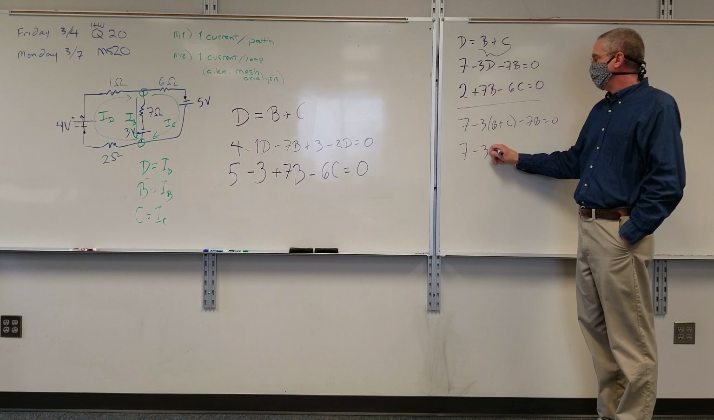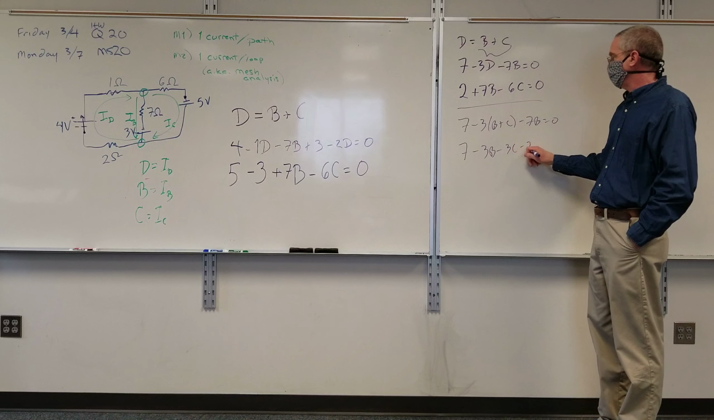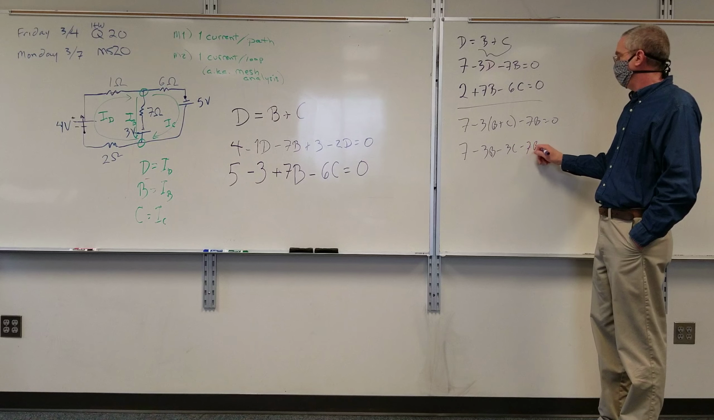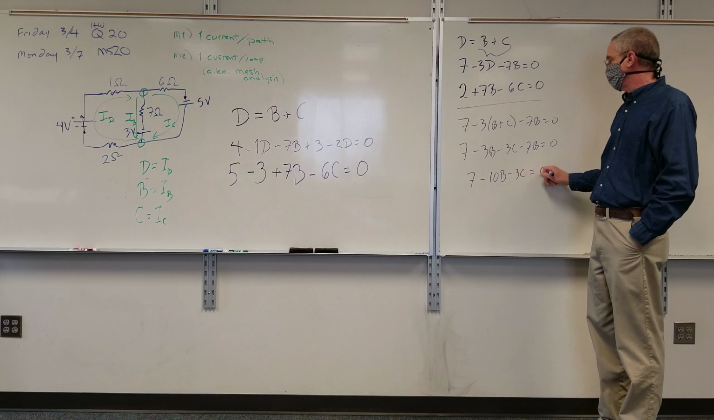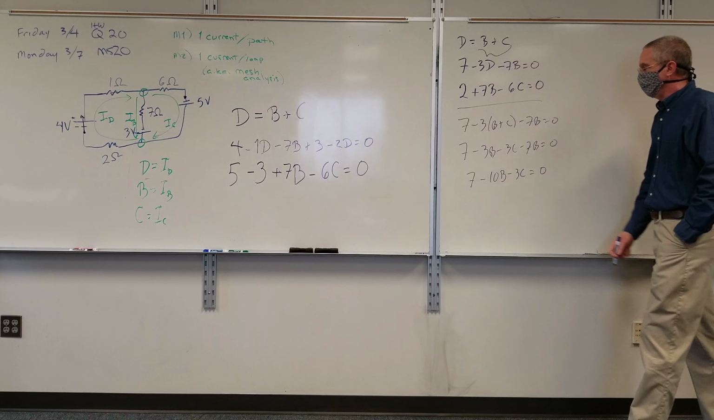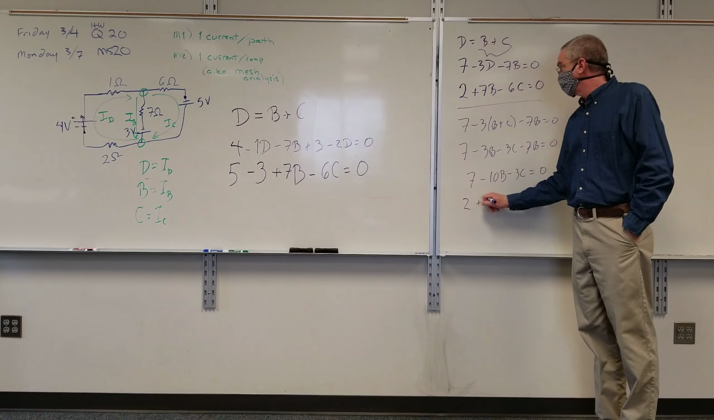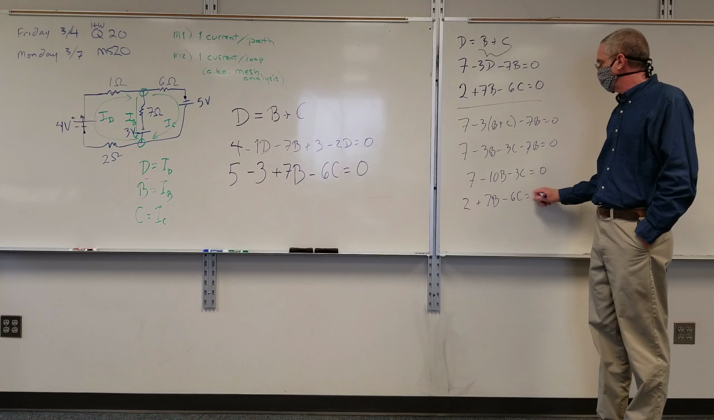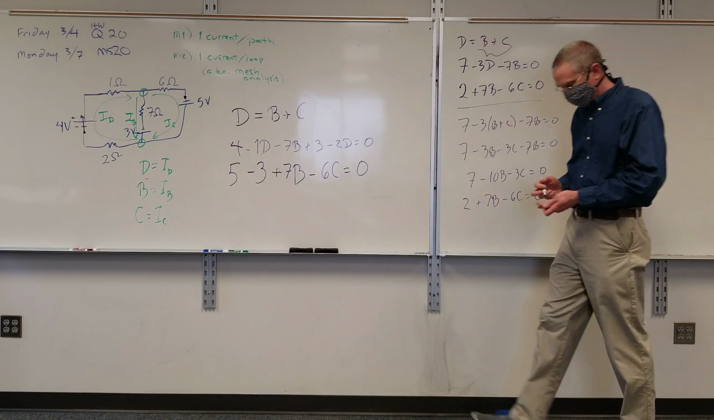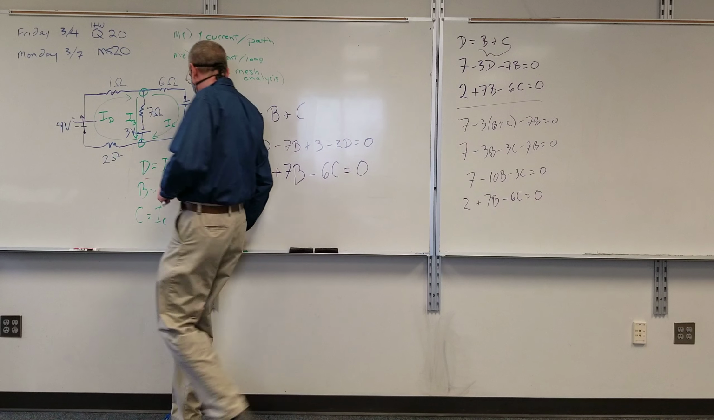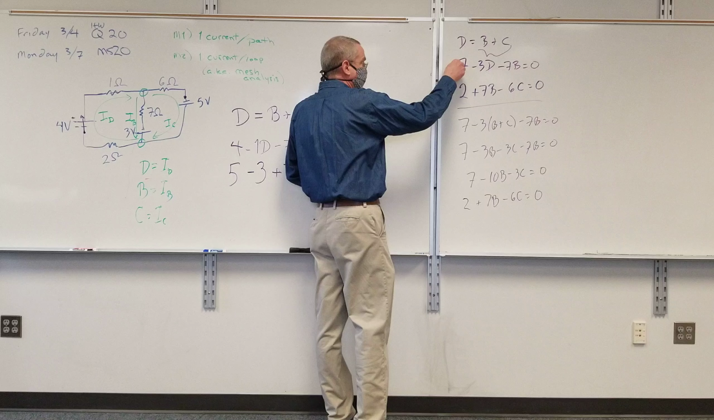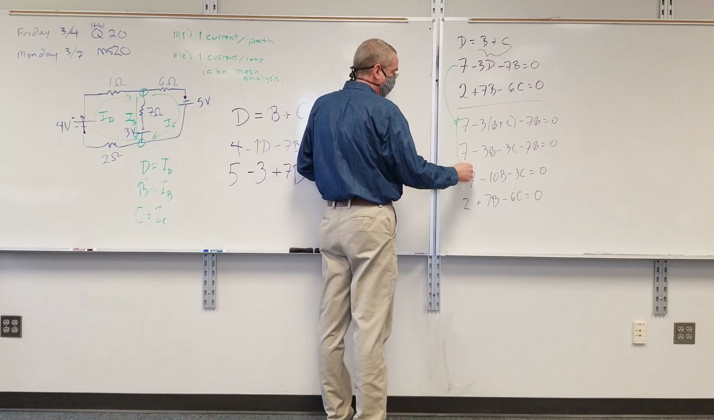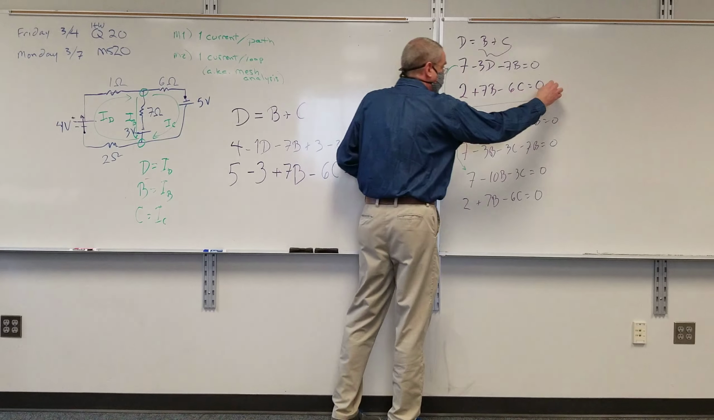7 minus 3b minus 3c minus 7b equals 0. 7 minus 10b minus 3c equals 0. And then I have 2 plus 7b minus 6c equals 0. So that equation gets us here, and then this equation.